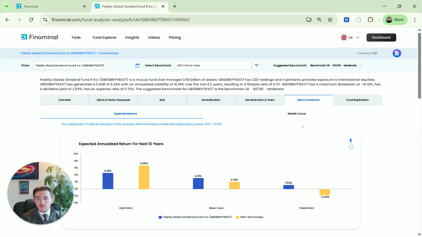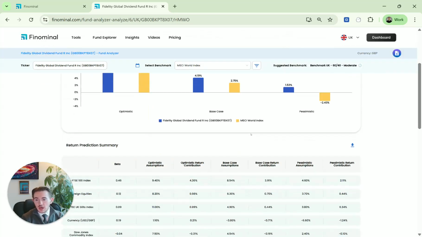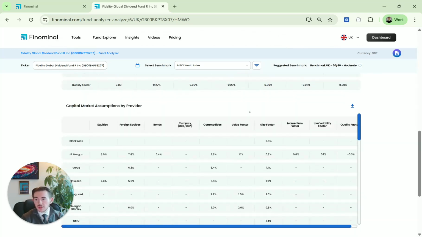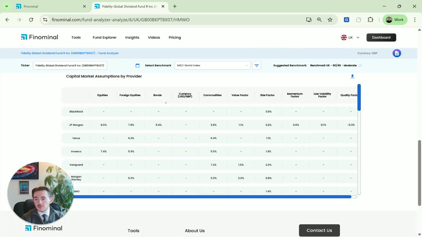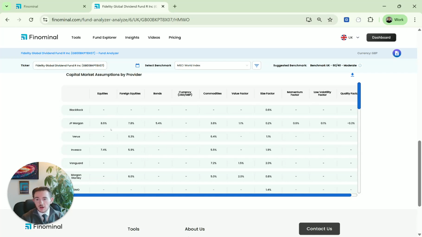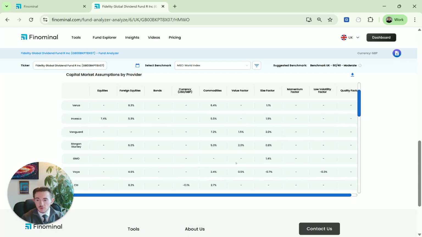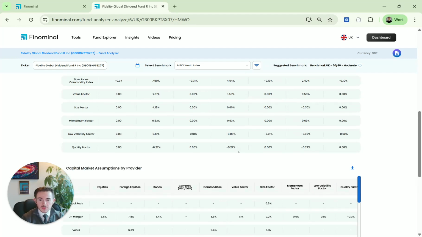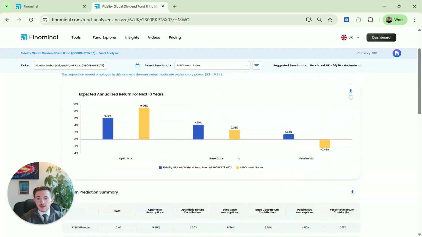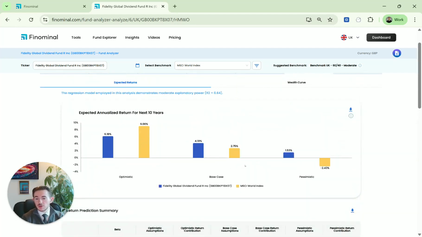Looking into return prediction. So just to highlight exactly how this works. We use the capital market assumptions by very large providers in the market, BlackRock, JP Morgan, Invesco. So we're able to use their assumptions to forecast what these returns would look like on a base, optimistic and pessimistic case scenario. Do note these are, of course, only forecasts. Forecasts can, of course, be wrong. So it's not a guarantee in any way, shape or form. That's not what this is for.